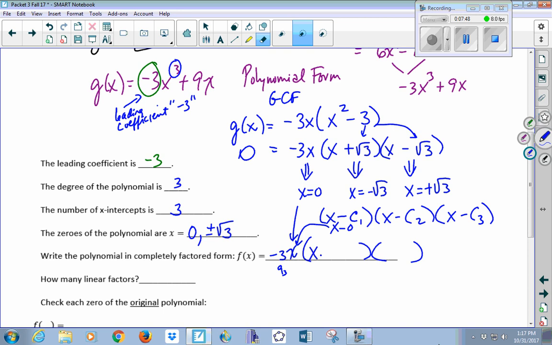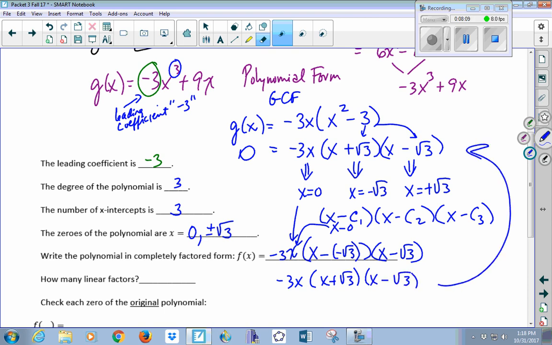My next one is x take away a negative square root of 3, and then x take away a positive square root of 3. So when I simplify this, x take away a negative square root of 3 is x plus square root of 3 and x minus square root of 3, just like we had up there. We had already completely factored this anyway. So how many linear factors? We have 3 linear factors. 1 degree, 1 degree, 1 degree, 1.